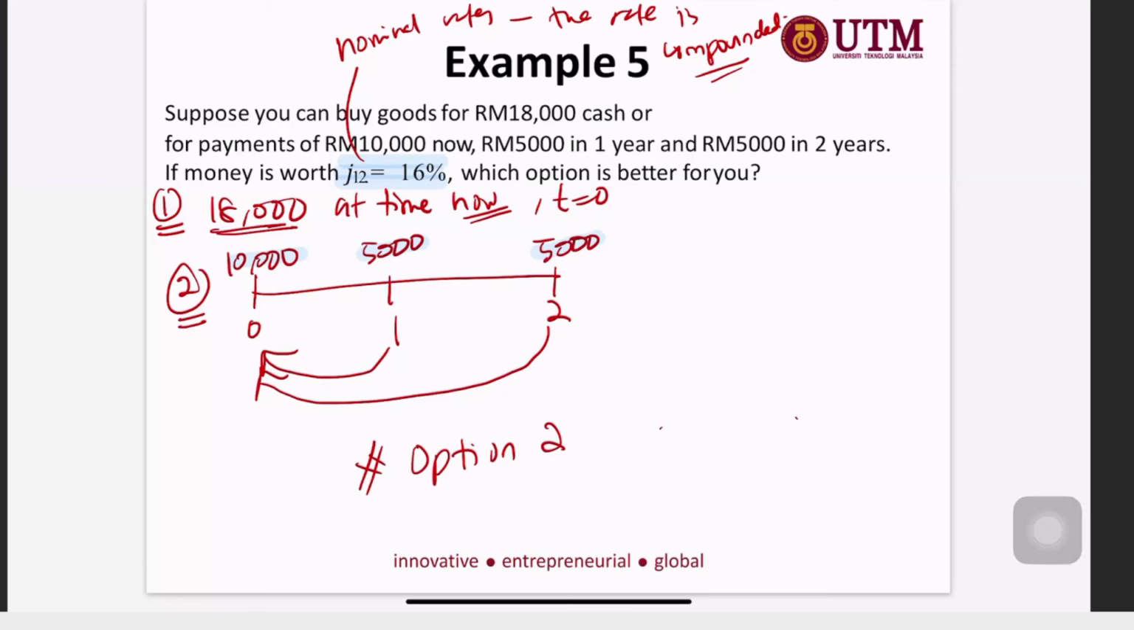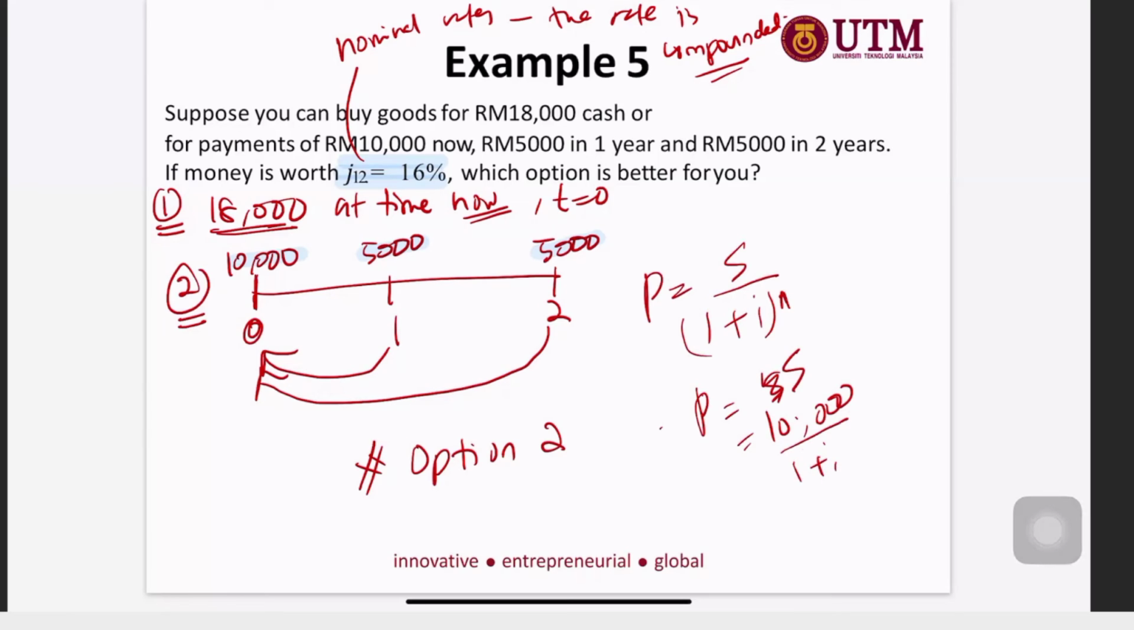So you see here, 10,000. There is no compound interest for this 10,000 because it's at the present time, so your time would be 0. So your present value would be S divided by 1 plus i to the power of n, and this n would be 0. So P is equal to S, so here 10,000. 10,000 divided by 1 plus i to the power of 0, so 10,000 divided by 1 is 10,000. If you want to use the formula, but basically since this one is at time 0, that's why it's only 10,000.